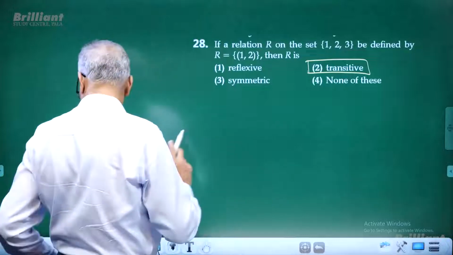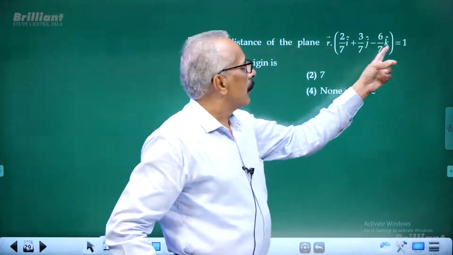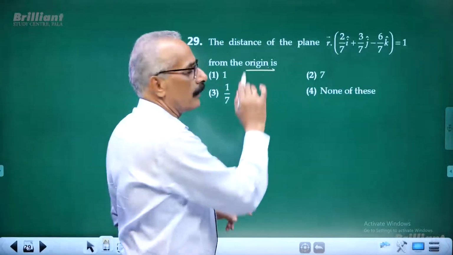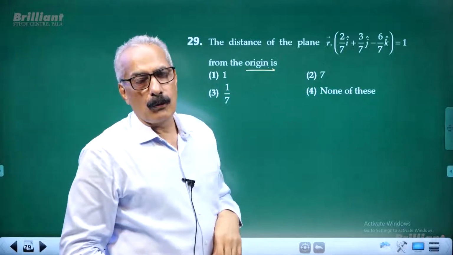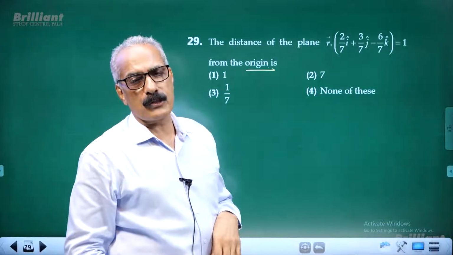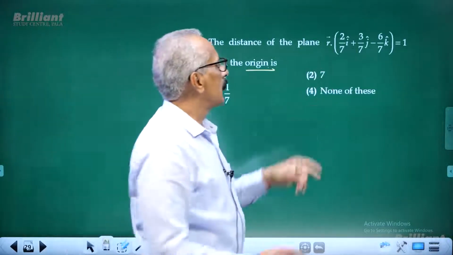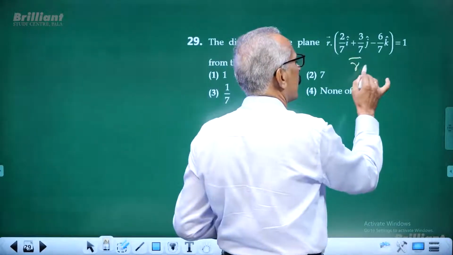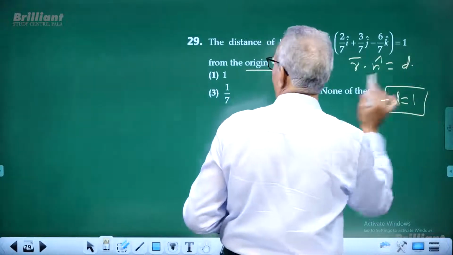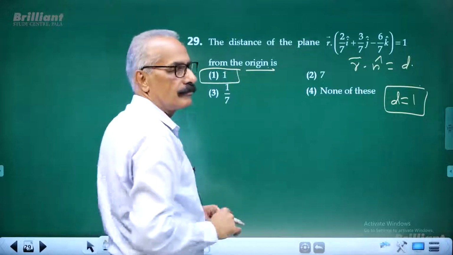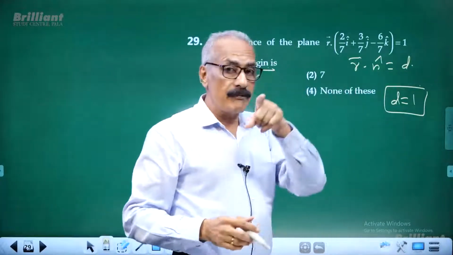So it is transitive. Now, the distance of the plane from the origin. You look, 2, 3, 6 is a Pythagorean triplet. Root of 2 square plus 3 square plus 6 square is 4 plus 9 plus 36, that is 49. So this is r dot n cap is equal to d. So d is equal to 1, d meaning the distance from the origin. 1 is your answer, because this is n cap, you could identify that.